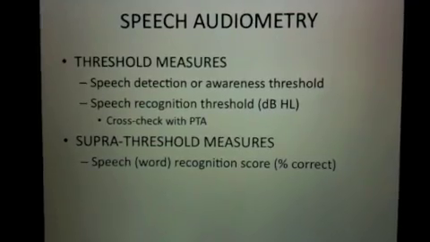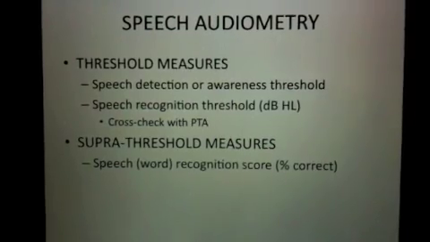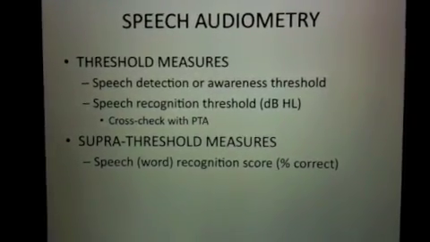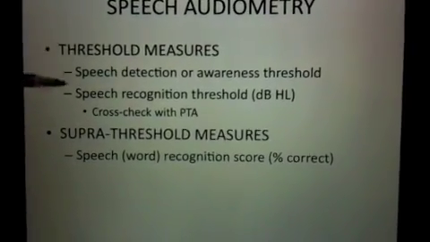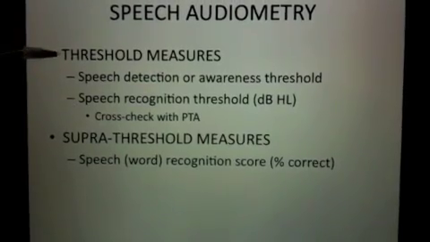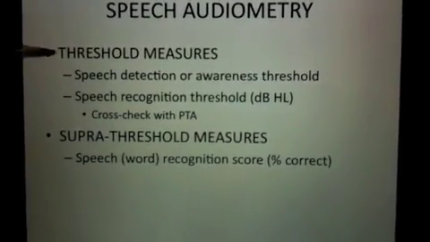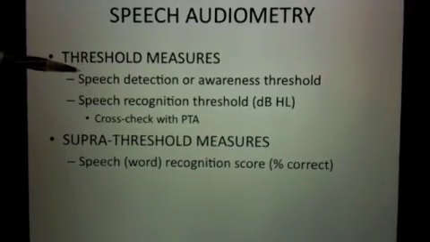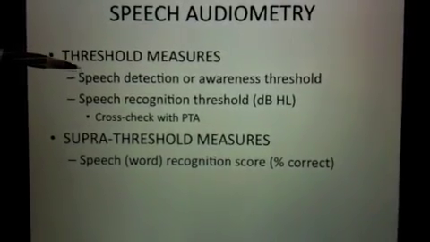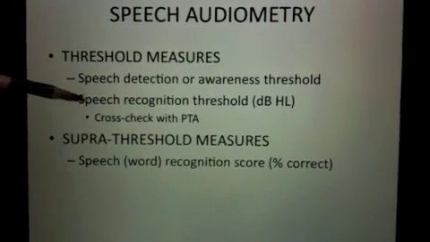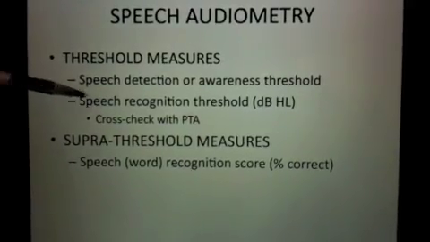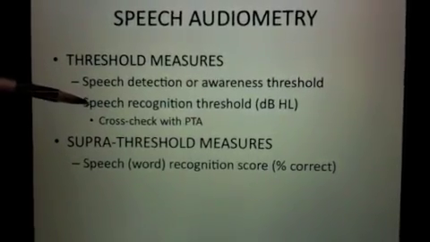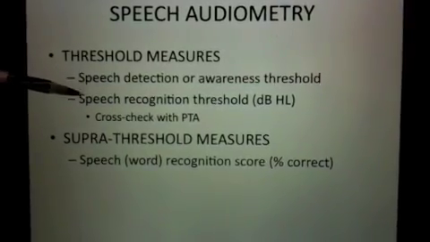Speech recognition threshold, the typical stimulus is the spondee words, and you should revisit what a spondee word is. So these are all threshold-based measures. Again, criterion would be 50% of the time a listener either just detects or is aware of the presence of the speech signal or recognizes, which does imply that there's some sort of response, either a verbal response in an adult or a pointing response in a child.